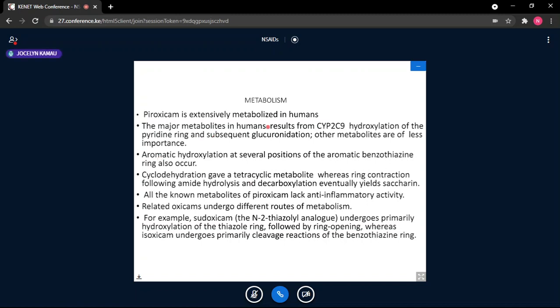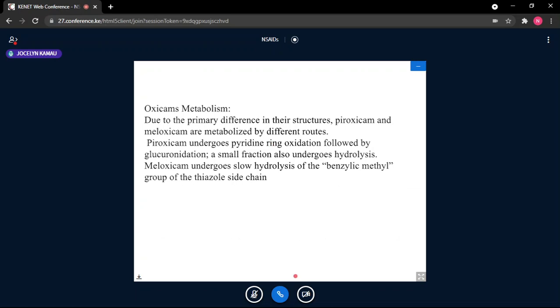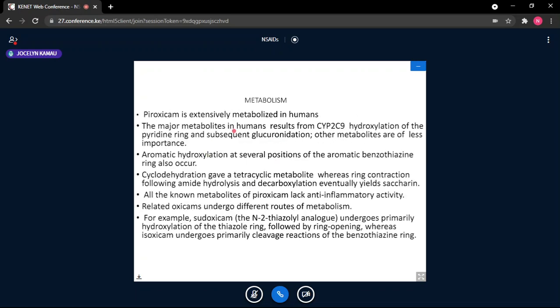So we have said it's extensively aromatic hydroxylation. Yeah, due to the differences in structure. And then we are saying piroxicam is extensively metabolized in humans. The major metabolites in humans result from cytochrome P450 hydroxylation of the pyridine ring, and subsequent glucuronidation. Other metabolites are less important. Aromatic hydroxylation at several positions of the aromatic benzothiazine ring may also occur for a minor metabolite, but this is what we call the major metabolite.